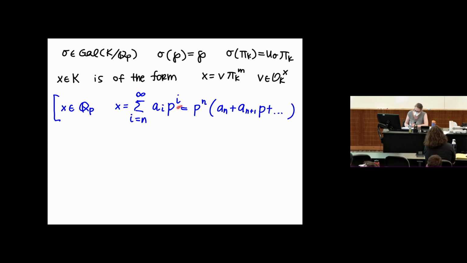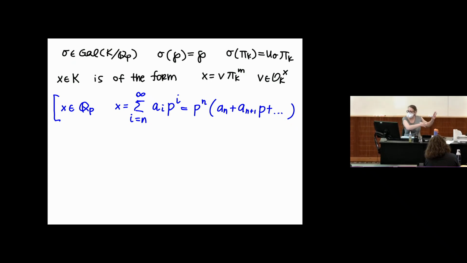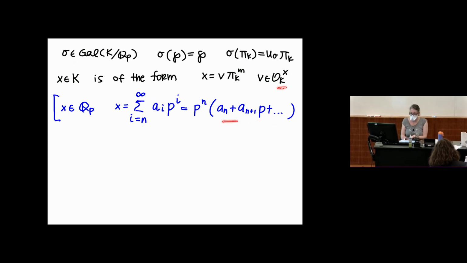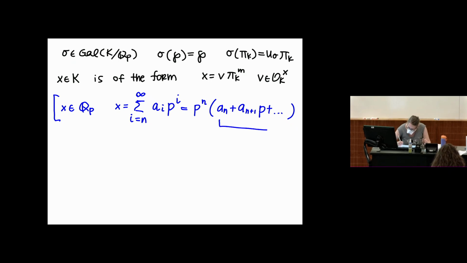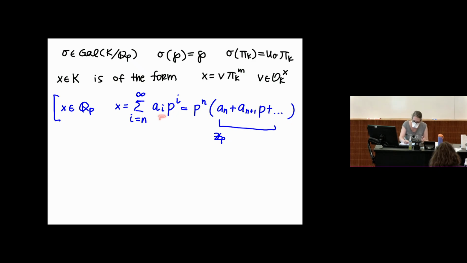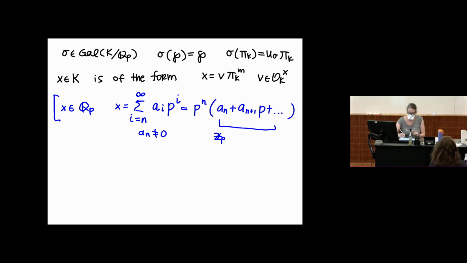So wherever the p's start, positive or negative, once I pull that one out, I have an element not only in Z_p, but also I'm assuming that a_n is not 0. So this is actually in Z_p cross. This is a unit in Z_p. That's all I'm saying: I can pull the p out and then have a unit. And the same thing happens over any extension. Yeah?